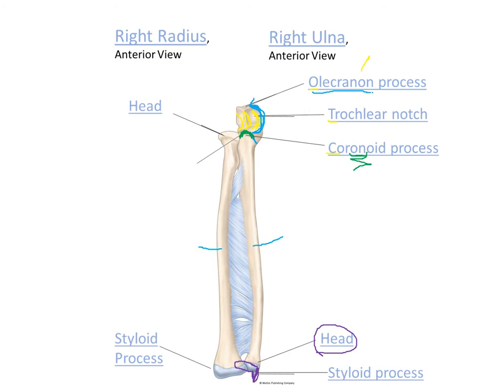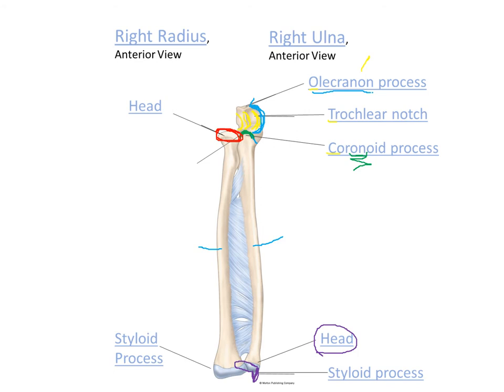Okay, the radius. Your radius has a lot more mobility than your ulna does. You can cross your thumb over your pinkies and back again, so pronate versus supinate, as well as bend your arm at the elbow, so flexion and extension. And so all of that movement is possible in the radius only, not in the ulna, because of this head. So when you look at this head, you can see how it's nice and round. It fits perfectly over the capitulum, and this allows for a lot of various movements at this joint.